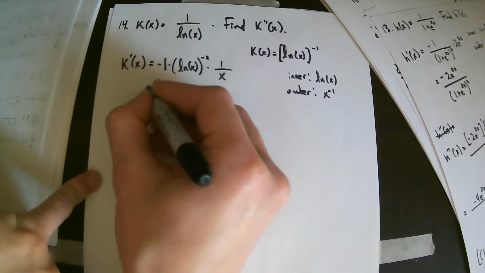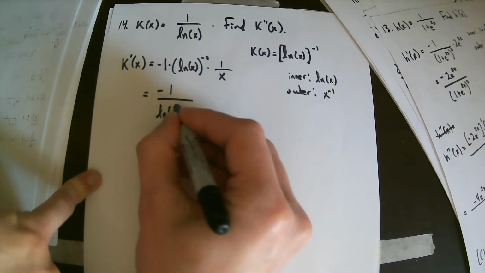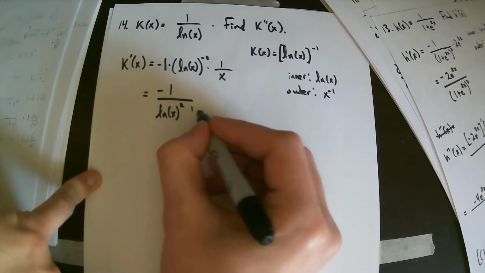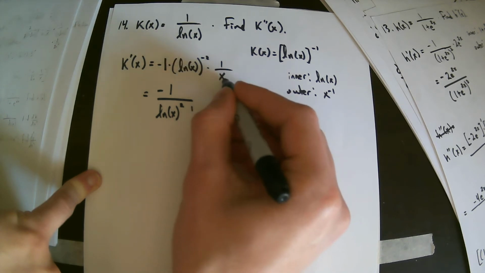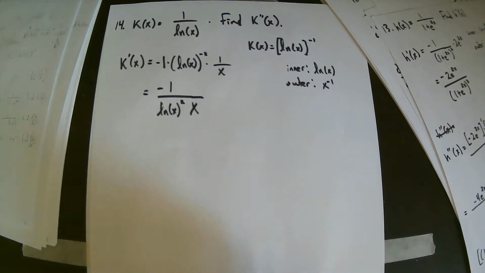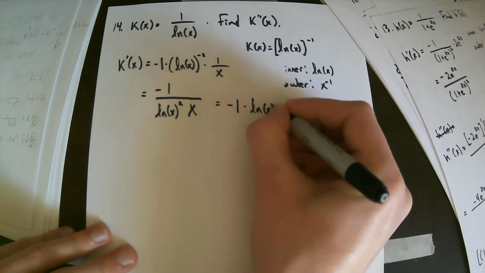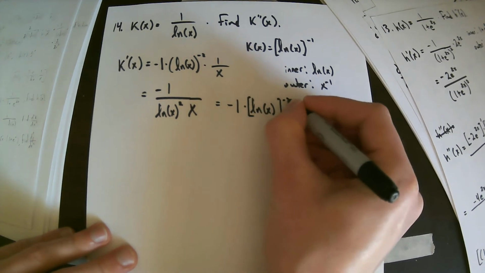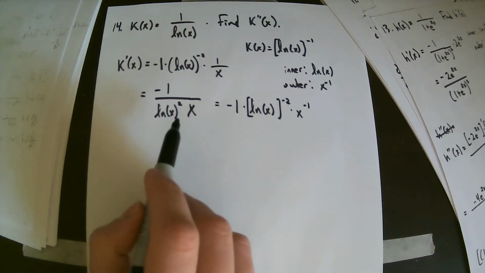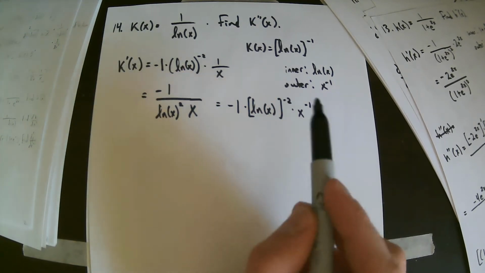Okay, let's clean this up. We can write it as negative 1 over ln of x all squared, right? Times 1 over x. Whoops, the x will be in the bottom. There we go. Like that. Alternatively, we could write it as negative 1 times ln of x to the negative 2 times x to the negative 1, depending on if we wanted to write them with positive exponents in the denominator or negative exponents up top.